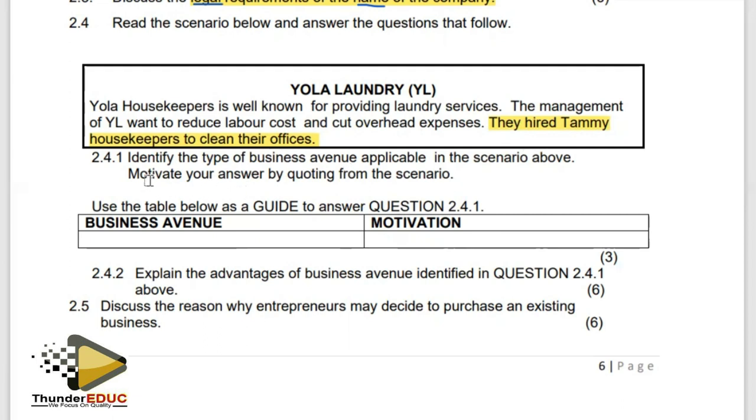Identify the type of business venture applicable in this scenario and motivate your answer. We are looking at a situation of a company doing its own business, but again it is hiring another company. The type of business venture talked about here is called outsourcing.